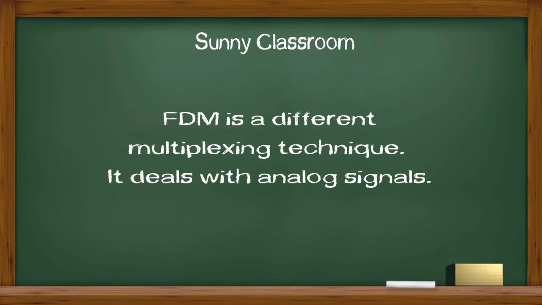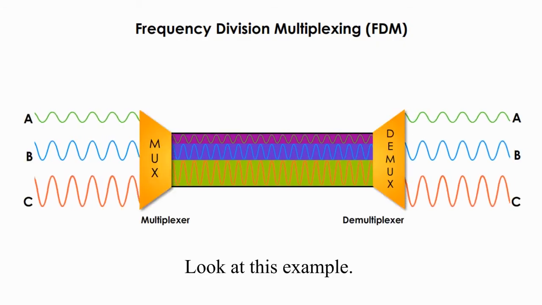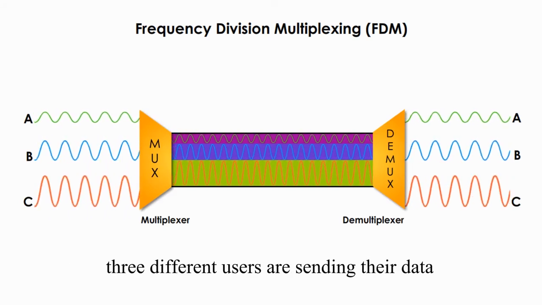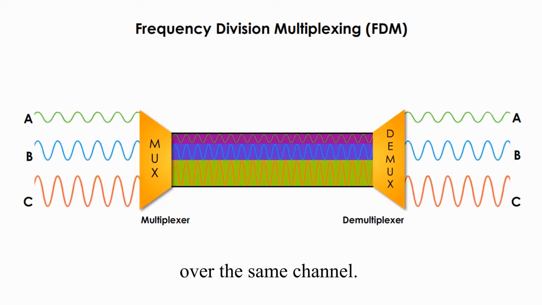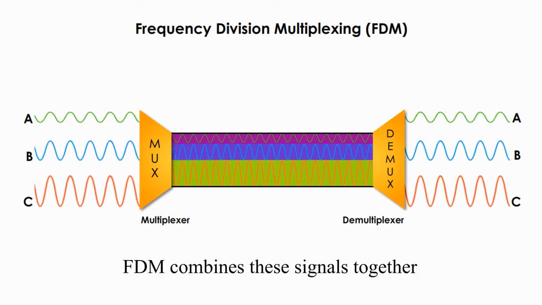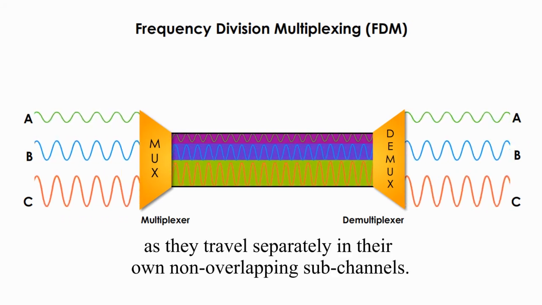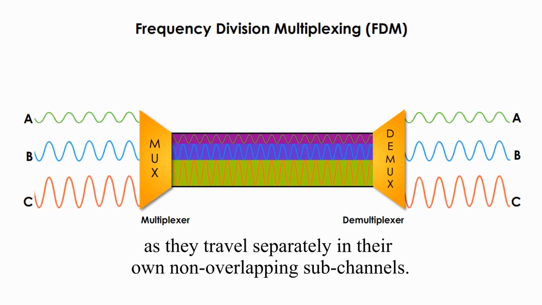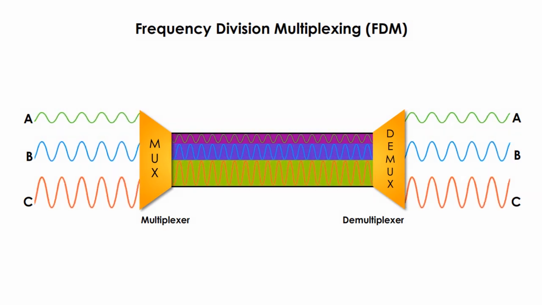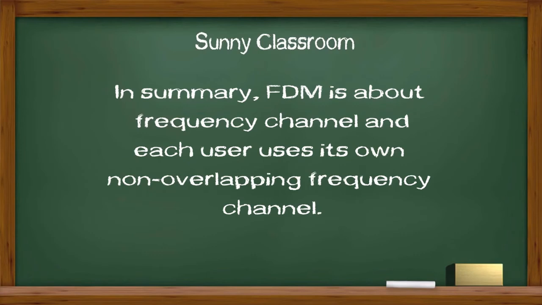FDM is a different multiplexing technique. It deals with analog signals, not digital signals. Look at this example. Three different users are sending their data over the same channel. FDM combines these signals together and sends them simultaneously as they travel separately in their own non-overlapping subchannels. In summary, FDM is about a frequency channel and each user uses its own non-overlapping frequency channel.